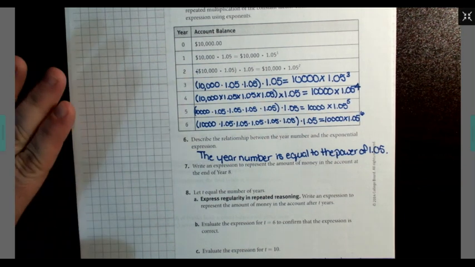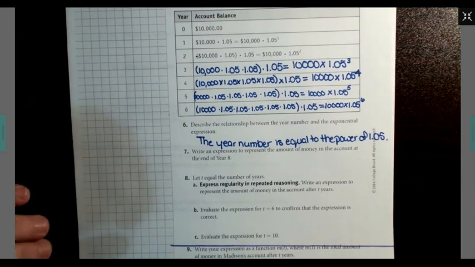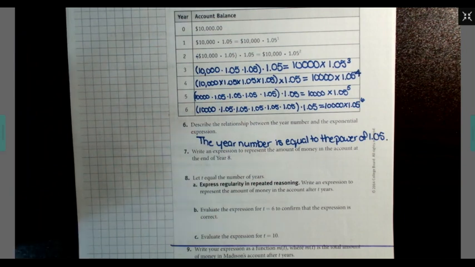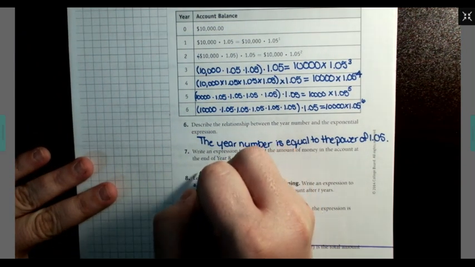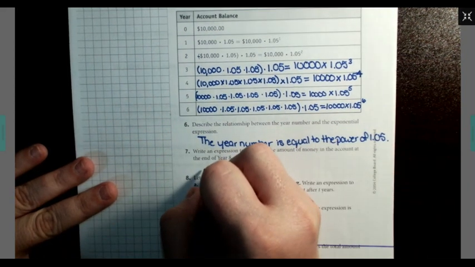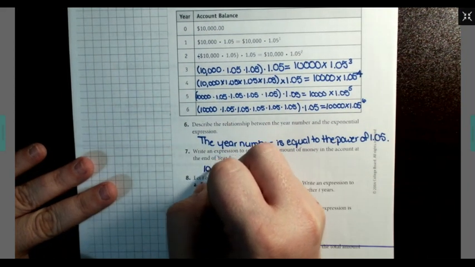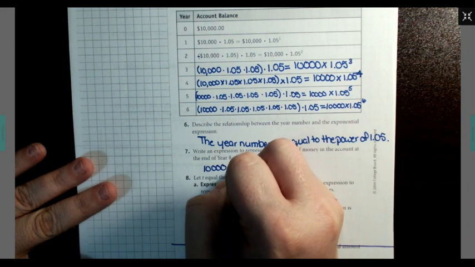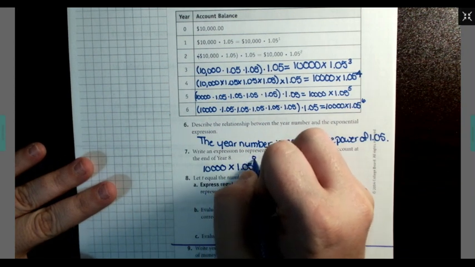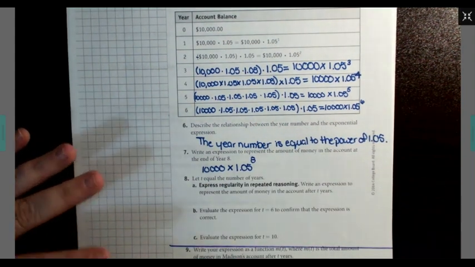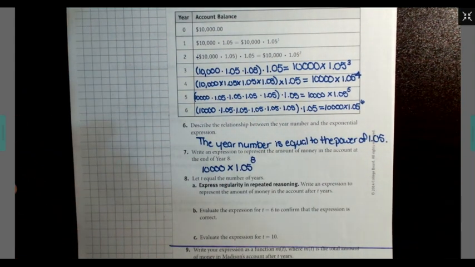Number 7. Write the expression to represent the amount of money in the account at the end of year 8. At the end of year 8. So it is going to be 10,000 times 1.05 to the 8th power. The 10,000 was always the same. The 1.05 was always the same. The only thing that was increasing was that exponent.